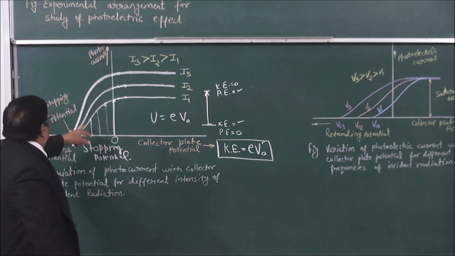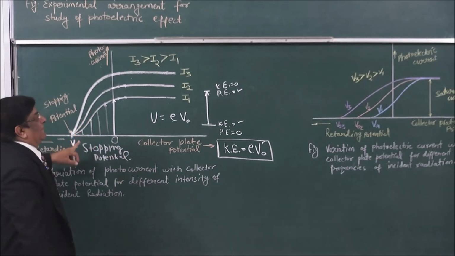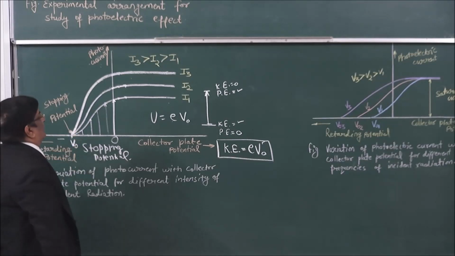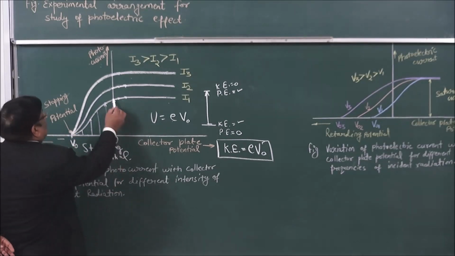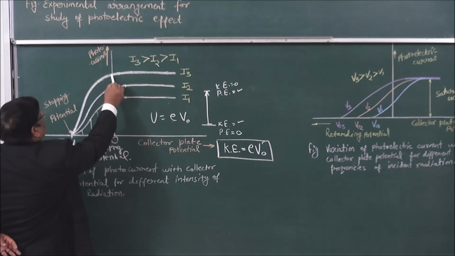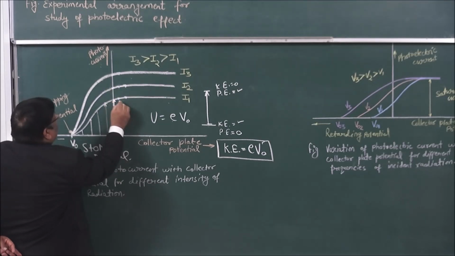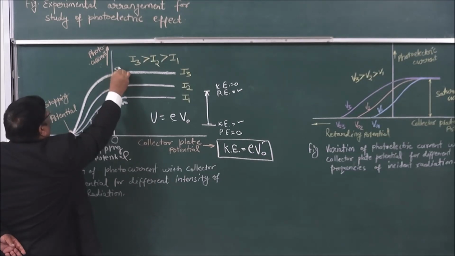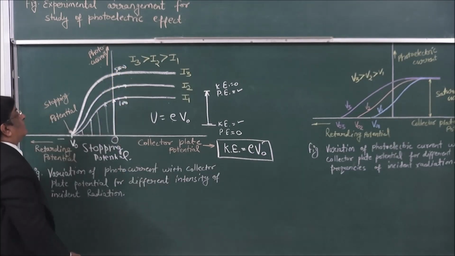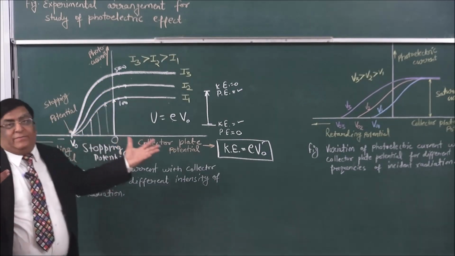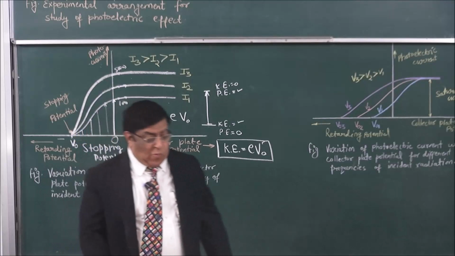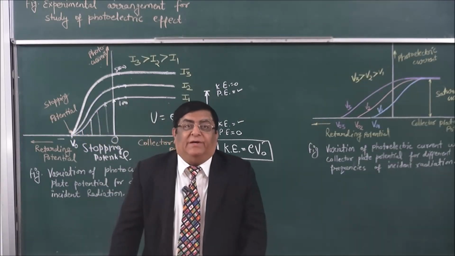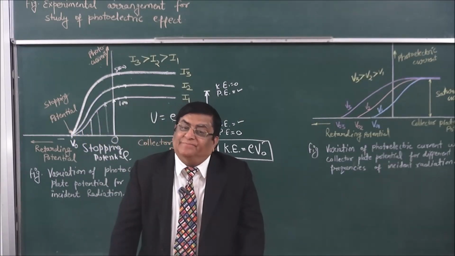Here, what is the conclusion? We will find the conclusion first. Why intensity 1 and intensity 3? This is a 100-watt bulb and this is a 500-watt bulb. Both are stopped by the same potential. Why? The wave theory does not have an answer to it.